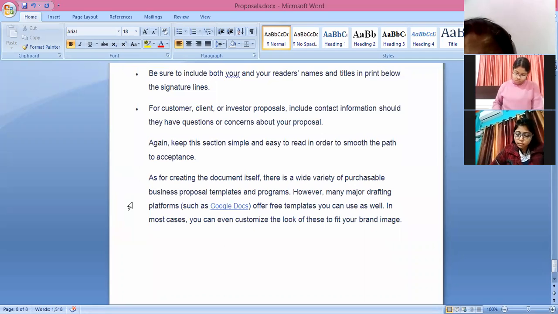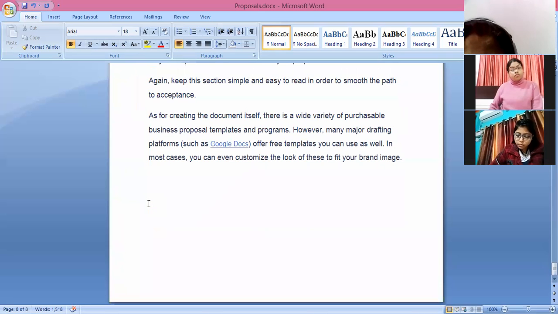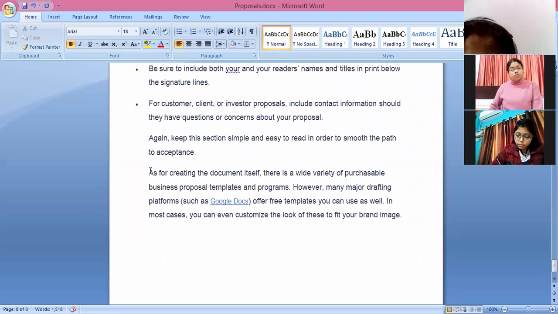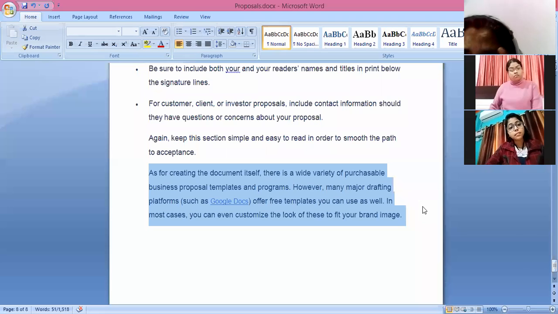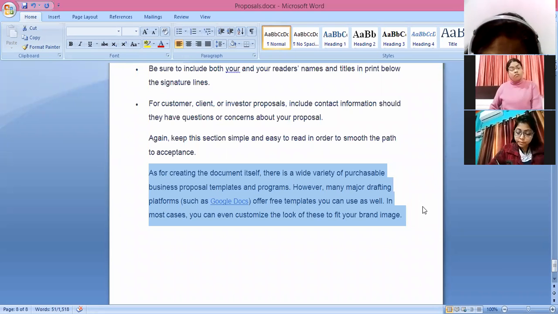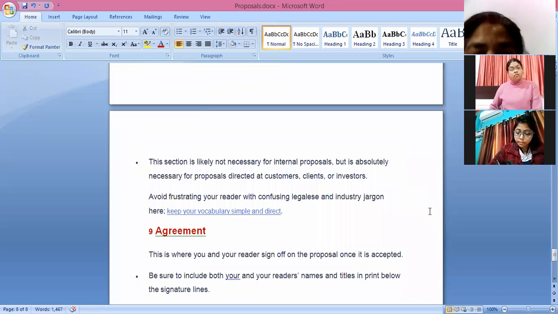As for creating the document itself, there is a wide variety of purchasable business proposals, templates, and programs. Many major drafting platforms such as Google Docs offer free templates, but what I suggest is that you make your own. You can always create your own and create your own brand image. Do not be lured by Google or the internet. Make your own proposal. Understood?